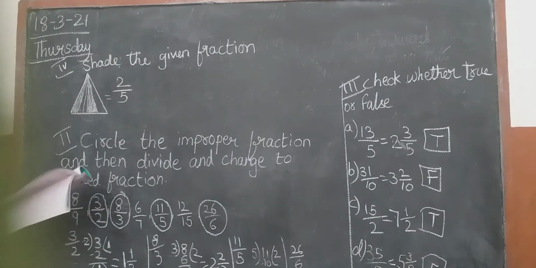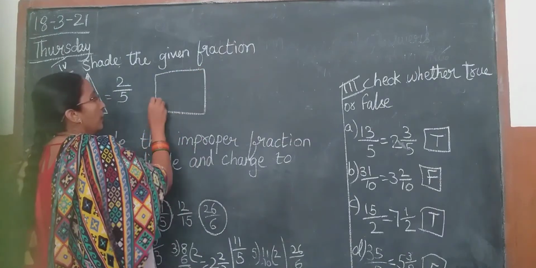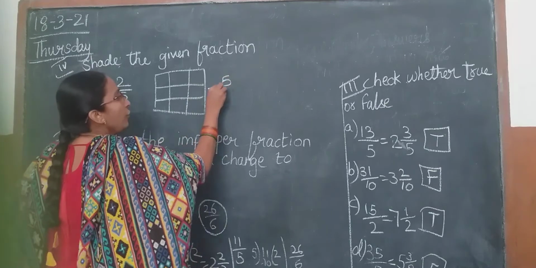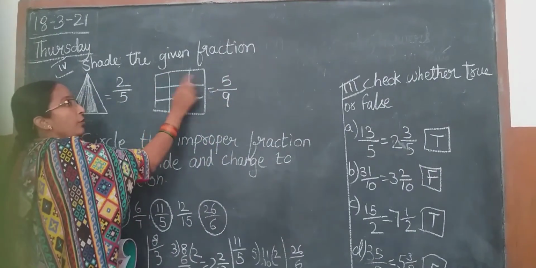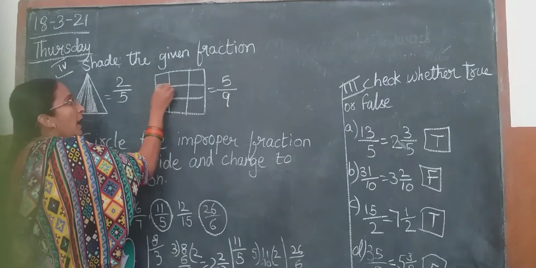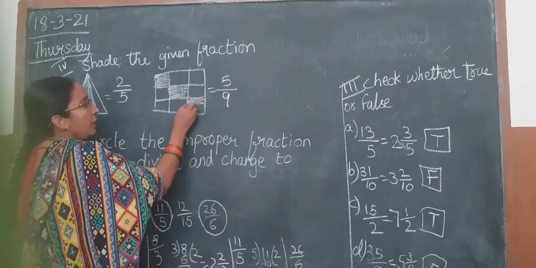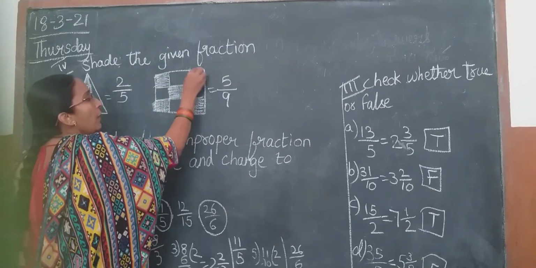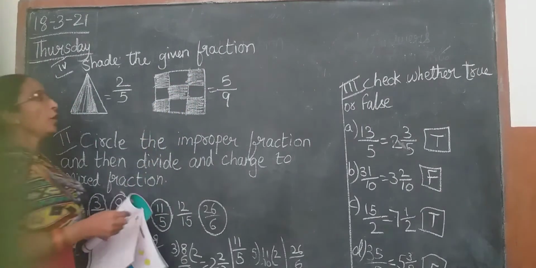Okay? What is the next one? 5 by 9. So what are they asking you to shade? How many parts do we have to shade here? Out of 9 parts, you have to shade 5 parts. 1, 2, 3, 4, 5. Like this you have to color 5 parts. Okay?